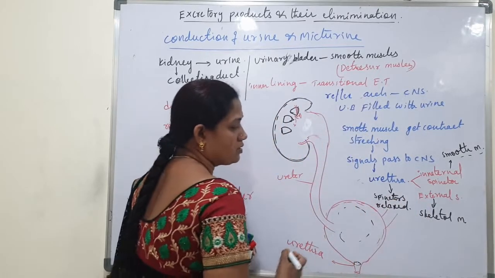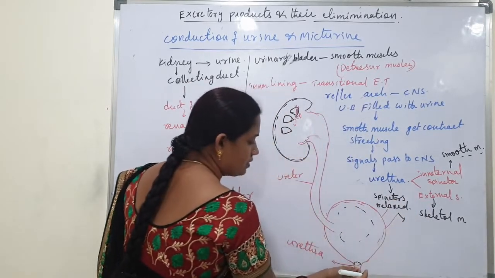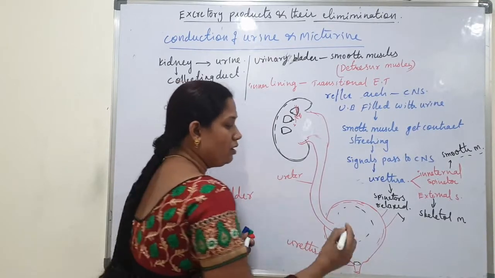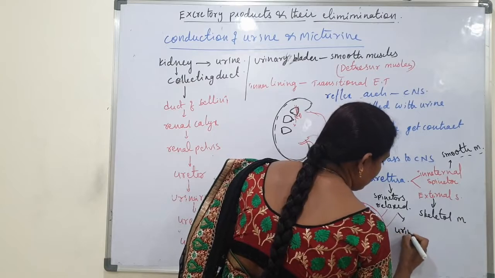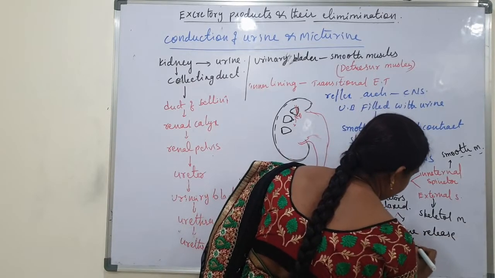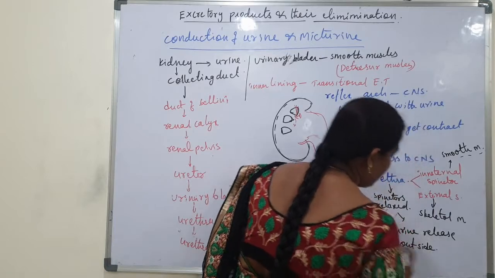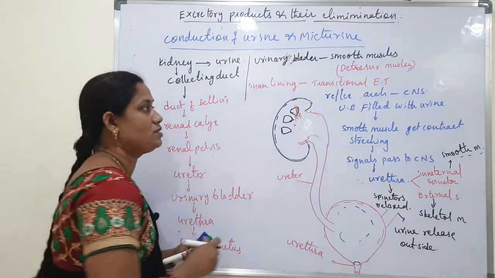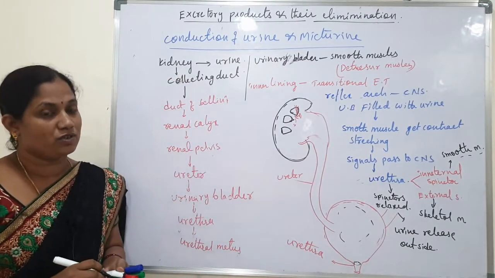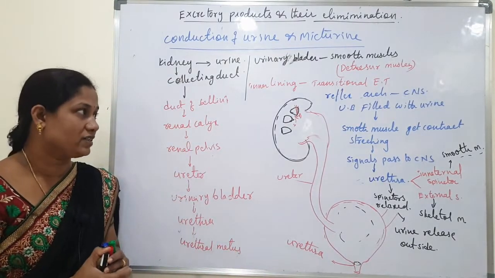Sphincters get relaxed. As a result, the opening can open, so urine is released outside, or urine is eliminated outside. This process is called micturition. The micturition process is a reflex arc.